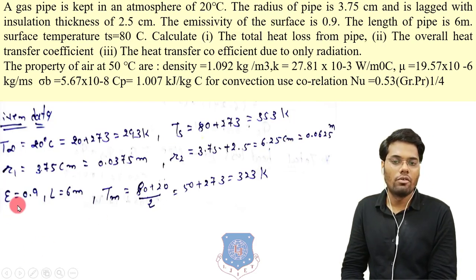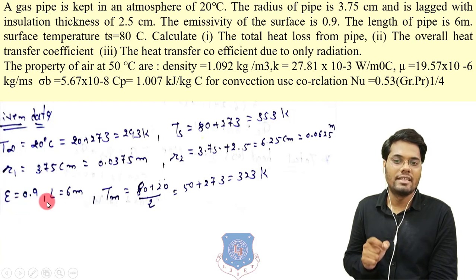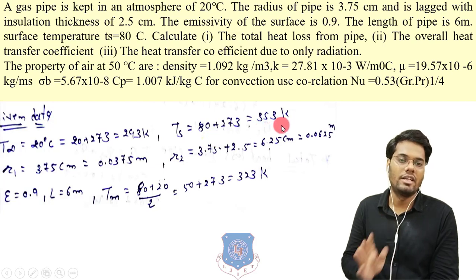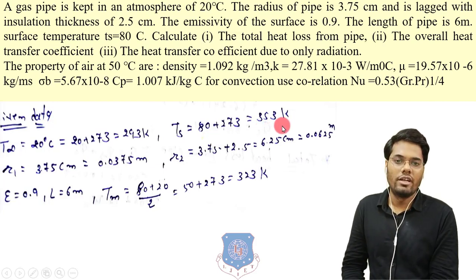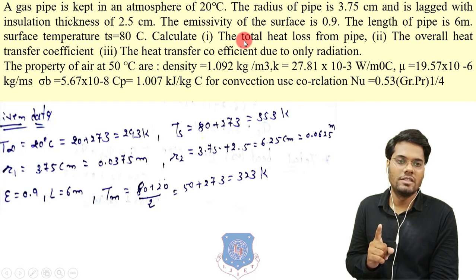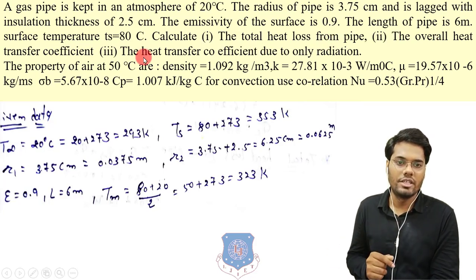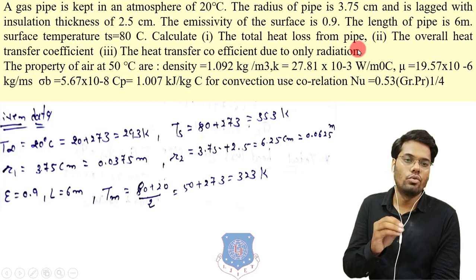The emissivity epsilon of the pipe is 0.9. The length is 6 meter. And the surface temperature Ts is 80 degrees Celsius, so that is 353 Kelvin. We have to find out three things. First is the total heat loss from the pipe, then the overall heat transfer coefficient, and the heat transfer coefficient due to radiation only.